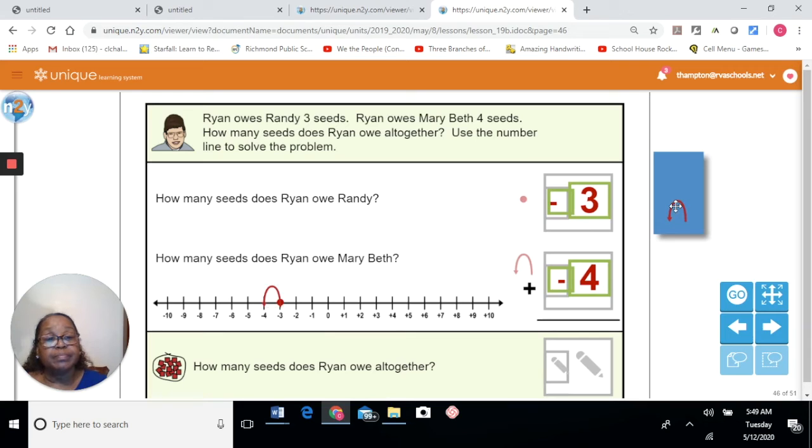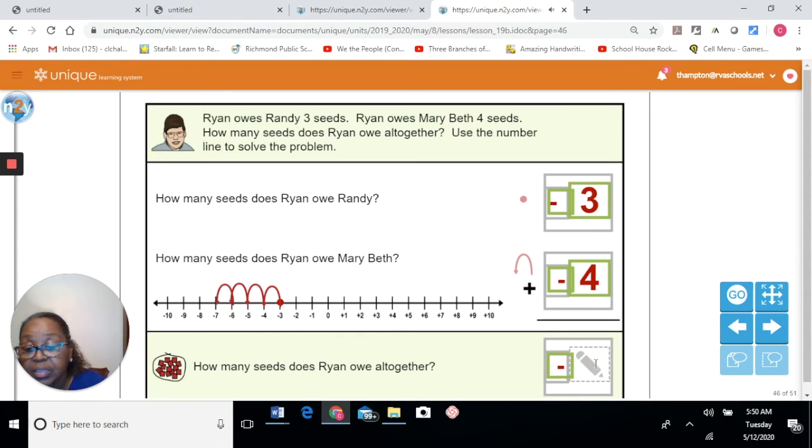1, 2, 3, 4. All right, -3 plus a -4. Start at the -3, move to the left in the negative direction 4 times. 1, 2, 3, 4, and we get a -7. If we don't put that negative in there, we will not have it right. -7. When we get that green box, we know we did it right.